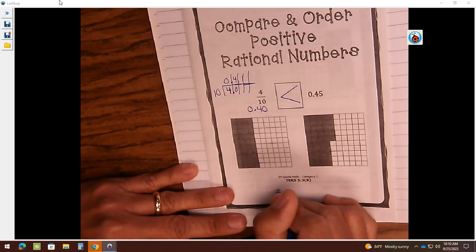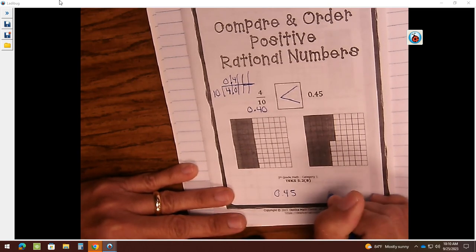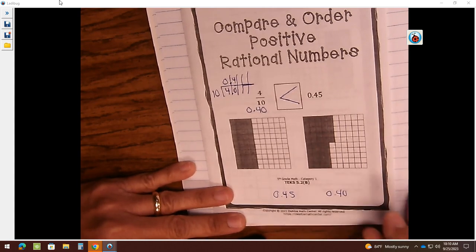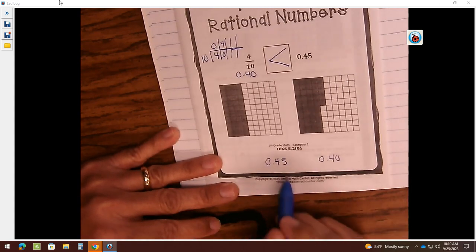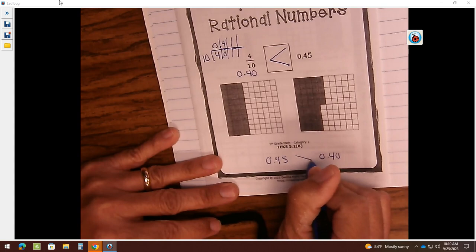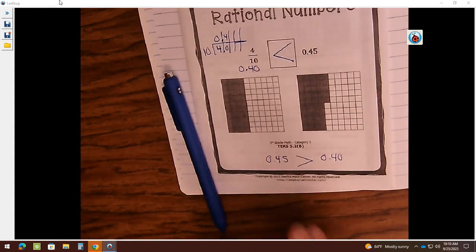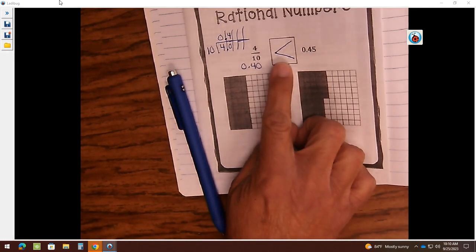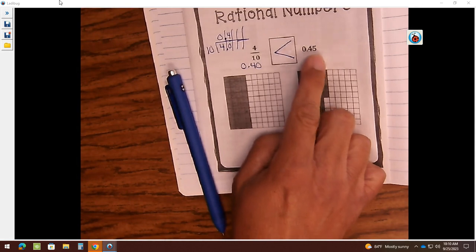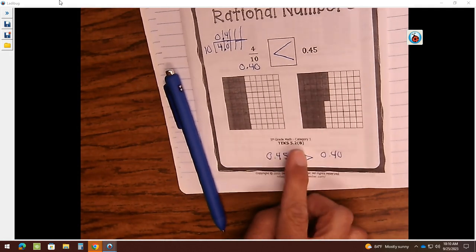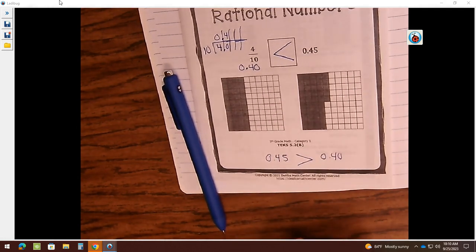What if I reverse it? What would you write now? 0.45 is greater than the other one. I don't want you to be saying the crocodile mouth, no, we don't do that anymore. We're going to read the statements. 40 cents is less than 45 cents. 45 cents is greater than 40 cents.